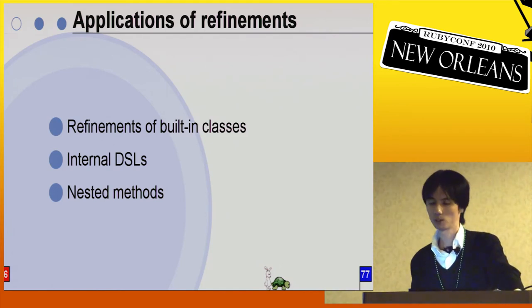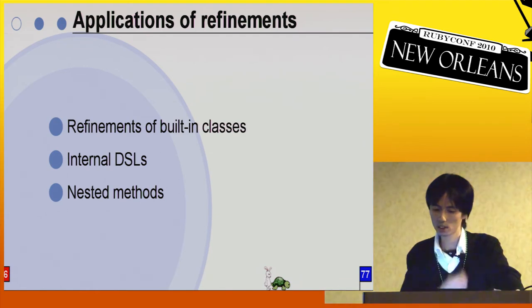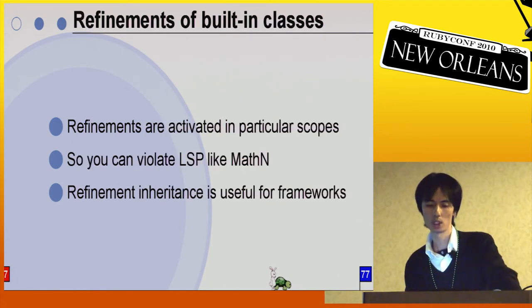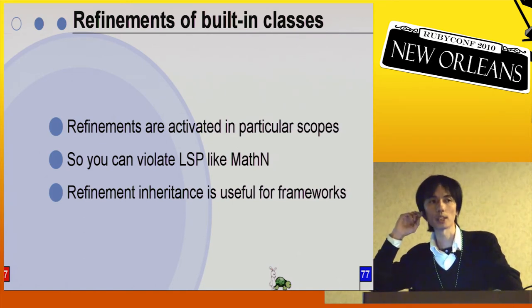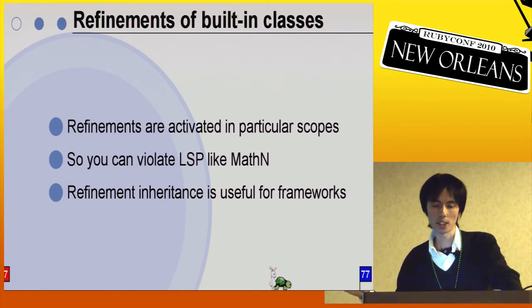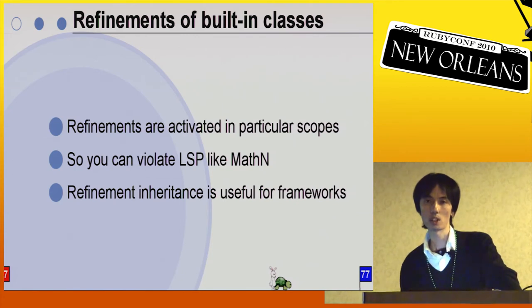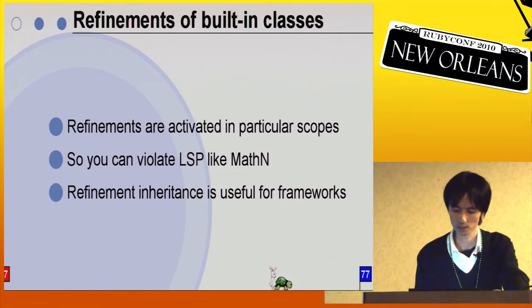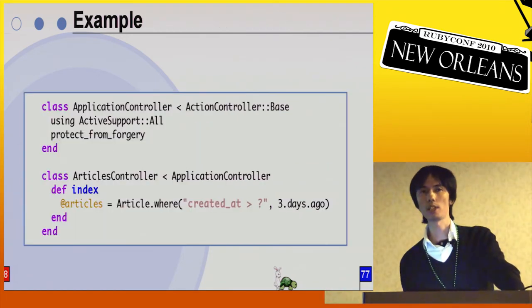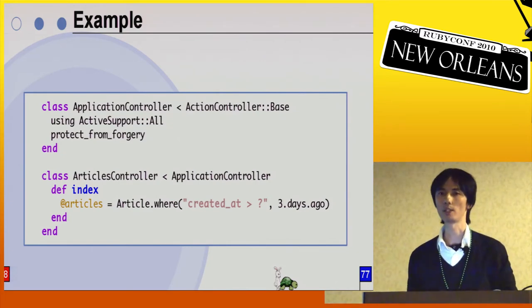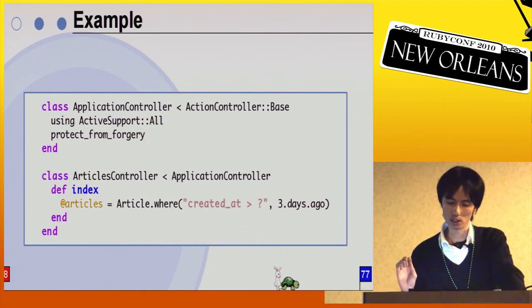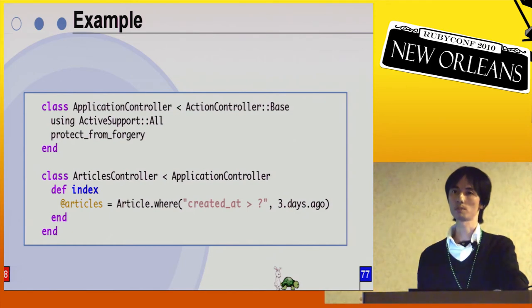I'd like to show you some applications of refinements. Refinements are useful for extending classes because refinements are activated in particular scopes, so it's modular. So you can violate LSP like Mass#n because it is lexical scope, so existing code will not be broken. And refinement inheritance is useful for frameworks. This is an example. Currently, ActiveSupport is activated globally, but if you use refinements, you can limit the scope where ActiveSupport is available.